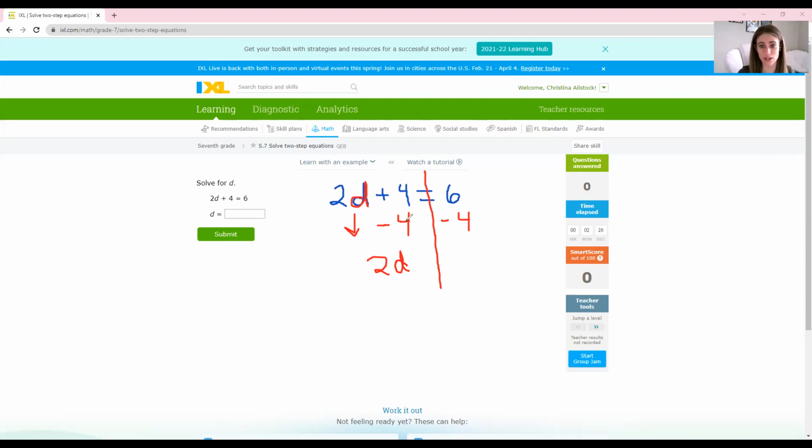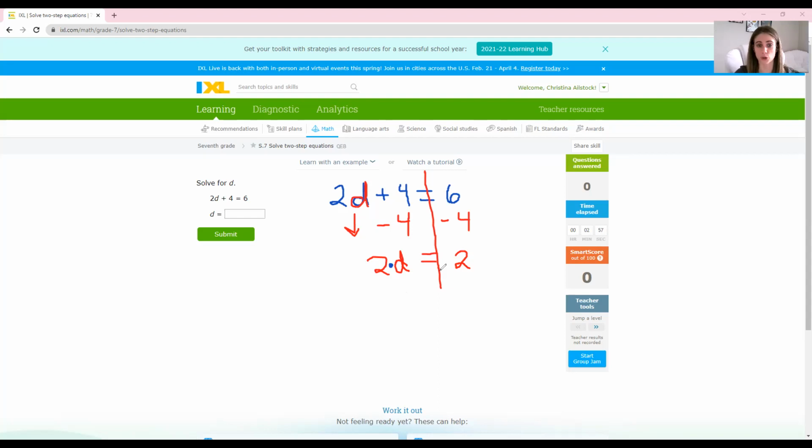That's why we do the inverse, because that cancels it out. And then 6 minus 4 is 2. We have one final step, and that is to deal with any multiplication or division. In this case, we have 2 being multiplied by our variable. Because remember, one way we can show multiplication is by putting a number and a variable side by side. That means those two things are being multiplied together.